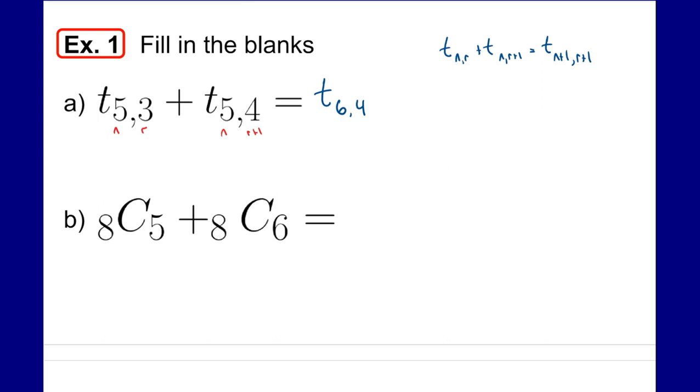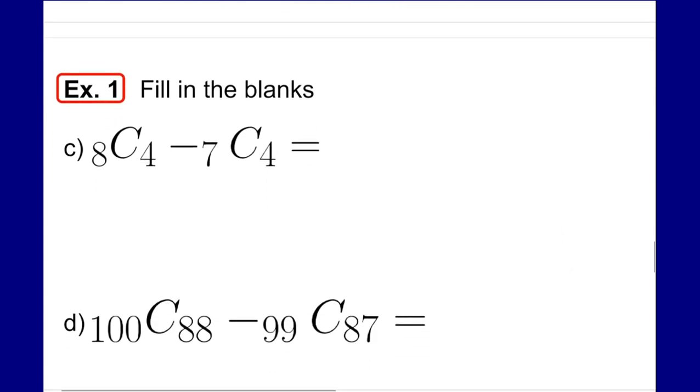The same thing would apply with the combination notation. So I have row 8, position 5, or 8 choose 5, and then row 8, position 6, or 8 choose 6. This is going to give me the next row, which would be 9 choose r plus 1, which was 6. So again, it's just using Pascal's method to help us figure out what this would be the same as.